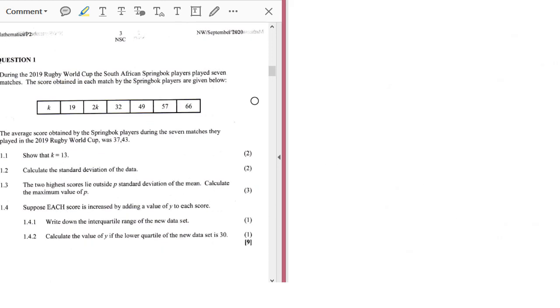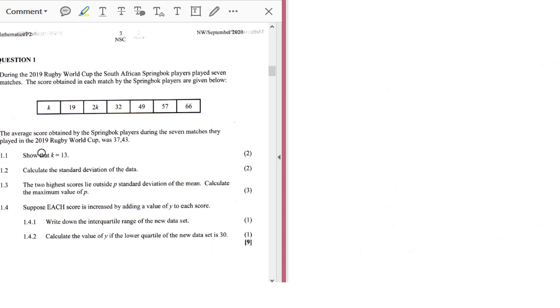Right, so now that we're done with our proof, you can go back and attempt your statistics, question number 1 and question number 2. Here we go. Question number 1 says, during the 2019 Rugby World Cup, the South African Springbok players played 7 matches. The score obtained in each match by the Springbok players is given below. Okay, so we've got scores of K, 19, 2K, 30, 32, 49, 57, and 66.